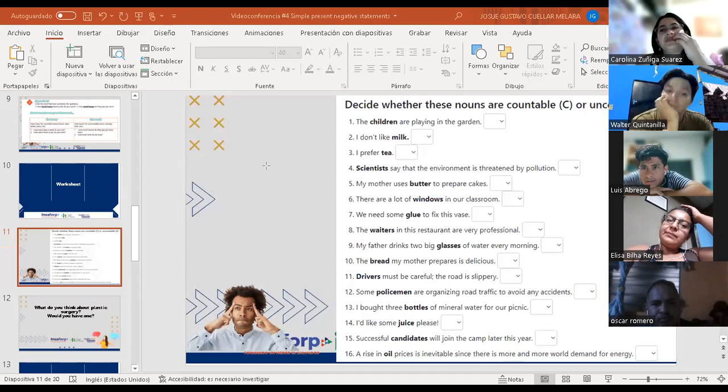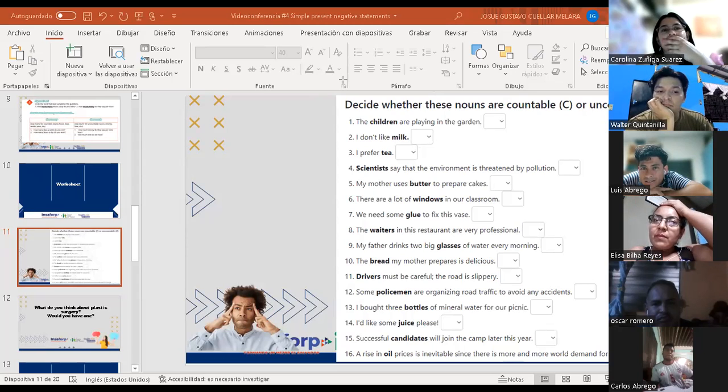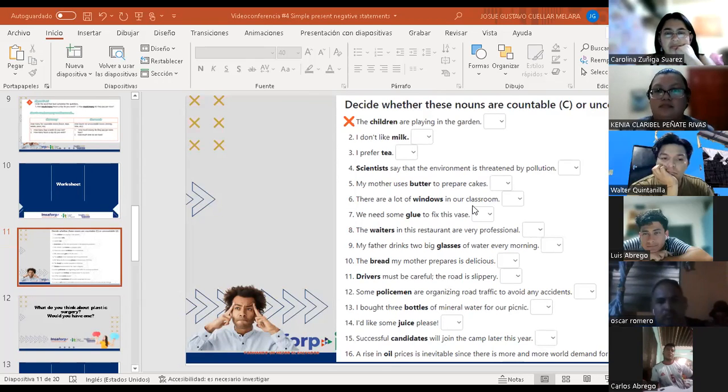Number one. Countable. No, Luis. Repito. Tienen que leerme la oración y decirme pues si es countable or uncountable. Okay, teacher. What number? The children are playing in the garden. Uh-huh. What is it, countable or uncountable? Countable. Yes, countable. Thank you. Elisa, okay. And then Carito. Very good. Number two. Okay. I don't like milk. Uncountable. Yes, uncountable. Thank you. Carito, Kenya.